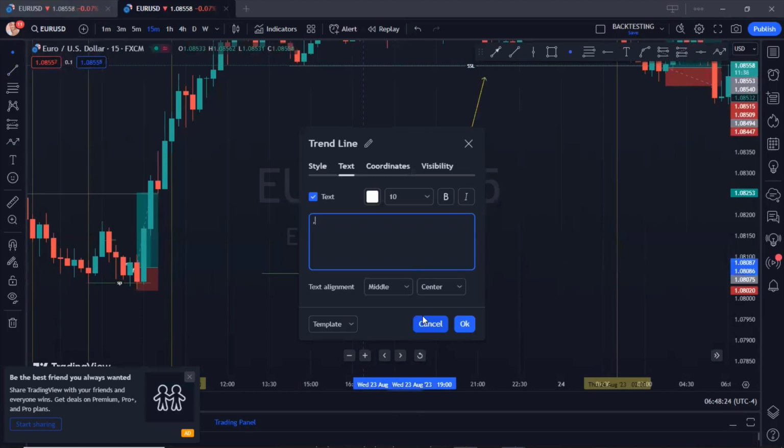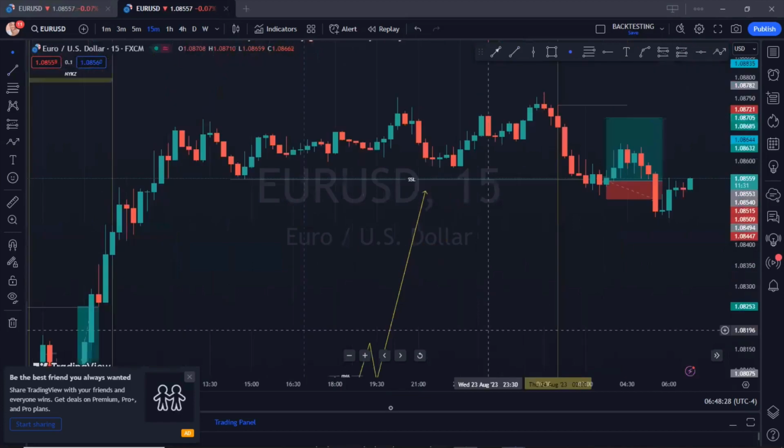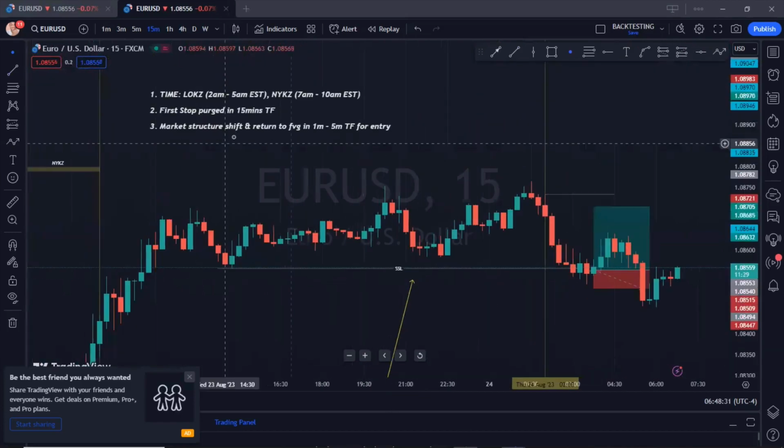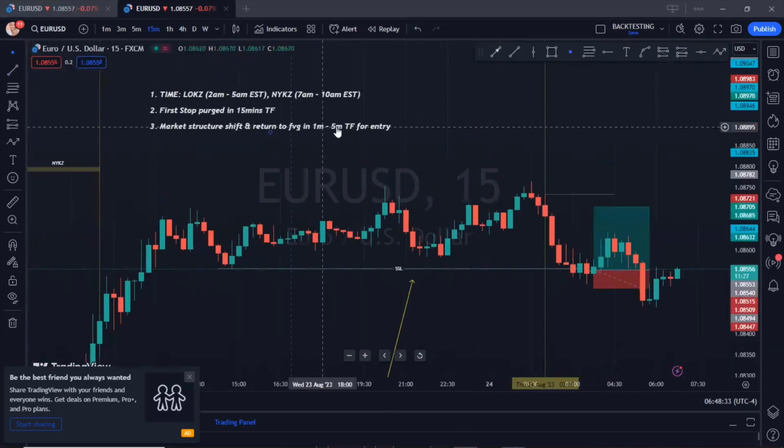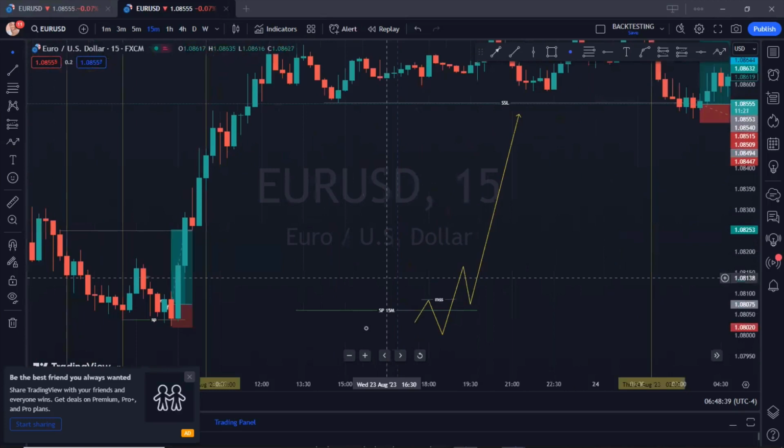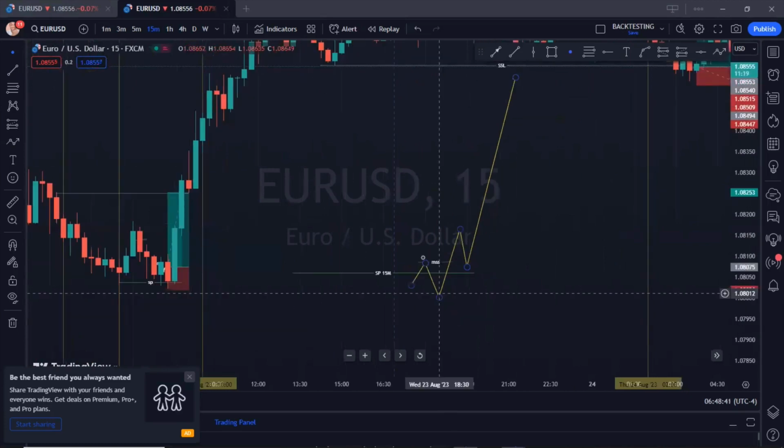You call it market structure shift, MSS. Okay, so that's what I wrote here. I said go to market structure shift and return to FVG in 1 minute to 5 minutes here for entry. Okay, so market structure shift is after a 15-minute stopwatch, price expanded to the upside, taking a swing high, then return, created a gap here and return.